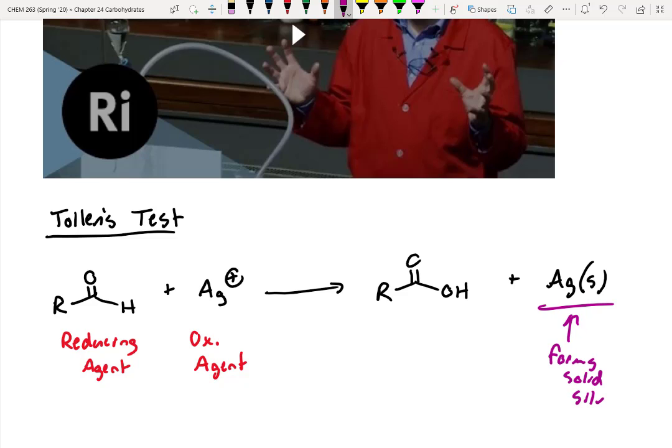And if you've ever seen silver, it has that metallic luster to it. So chemists could quickly say, hey, I'm seeing solid silver forming. It must mean that I was working with a reducing agent. All right, so let's take a look at this video.